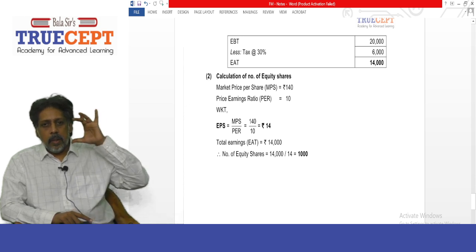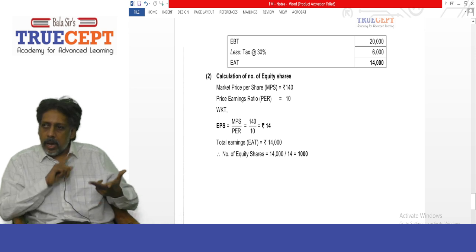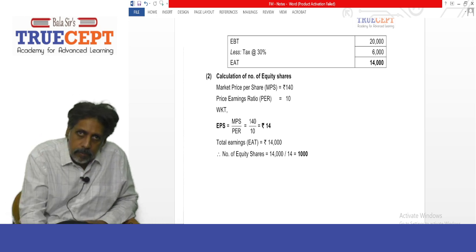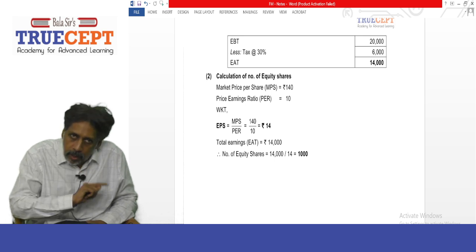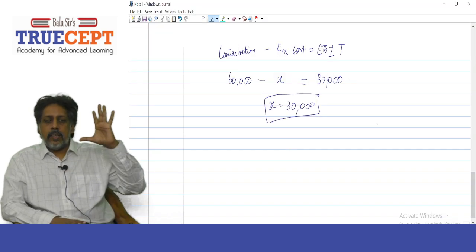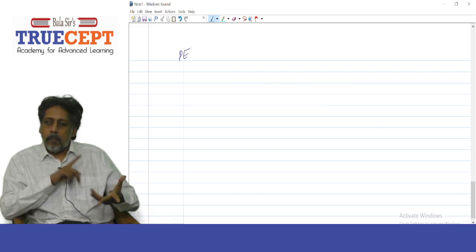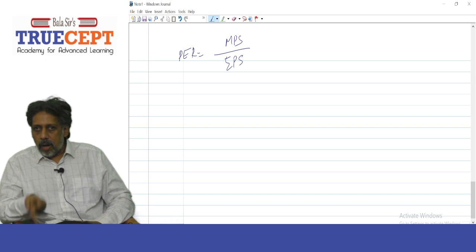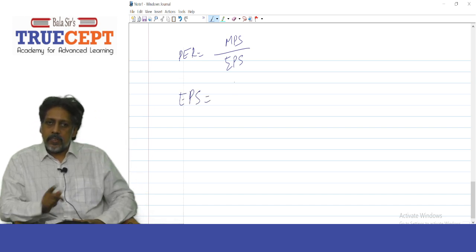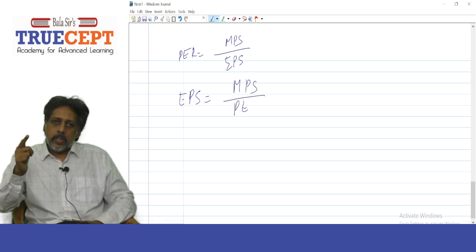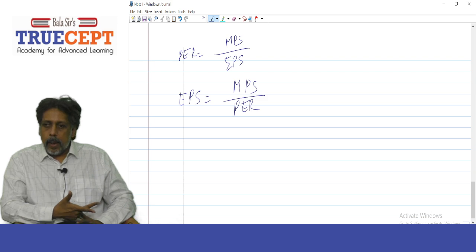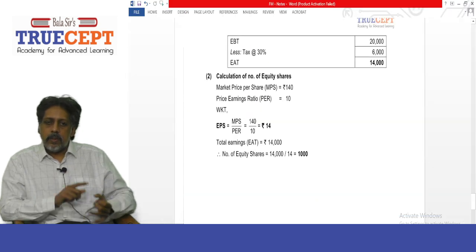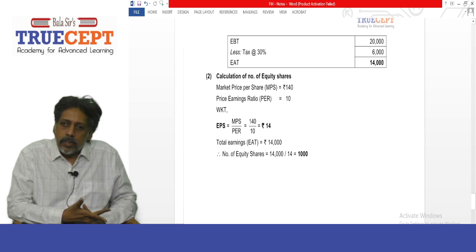Price earnings ratio equals market price per share divided by earnings per share. They haven't shown that; they've directly written the EPS. You write this, guys. Price earnings ratio equals market price per share divided by earnings per share, or EPS. So EPS equals market price per share divided by PE ratio. Therefore, 140 rupees divided by 10. How much do I get? 14 rupees is my earnings per share.